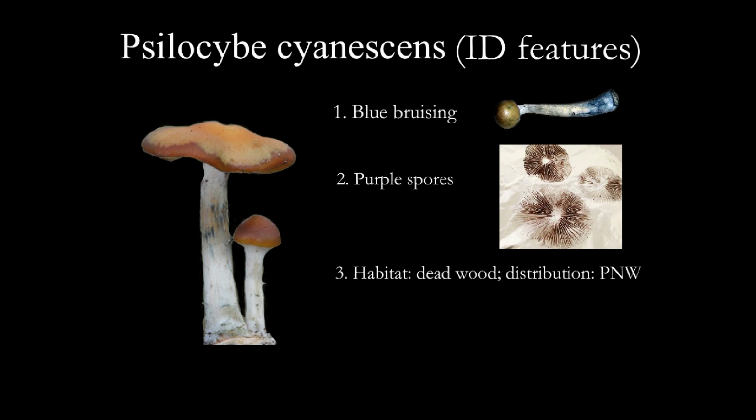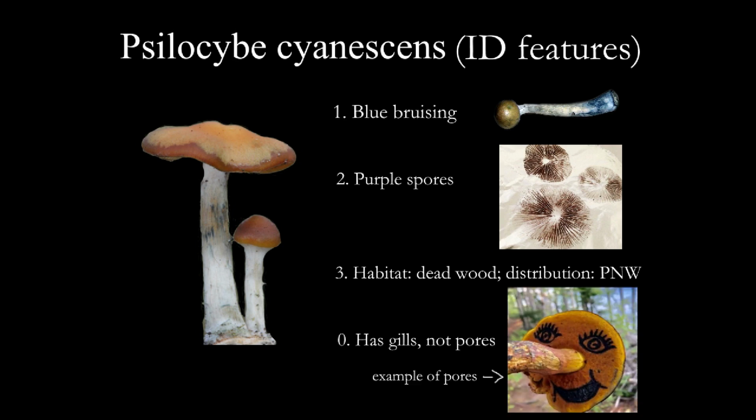I'm going to add another more basic identification feature. Call it feature number 0. Psilocybe cyanescens is an agaric. This means the underside of the cap has papery, blade-like structures called gills. A mushroom with pores instead of gills is called a bolete. Some boletes bruise blue, but are not psychoactive, and may even be poisonous. For the rest of this video, I will assume that you can differentiate agarics from boletes. Thus, I will not address any boletes as potential lookalikes.